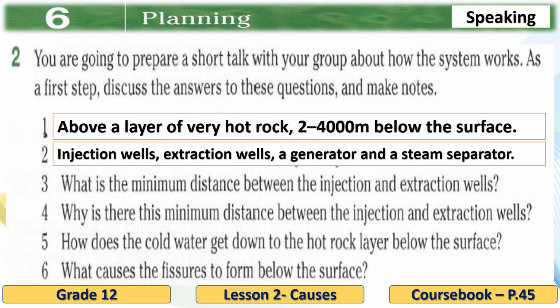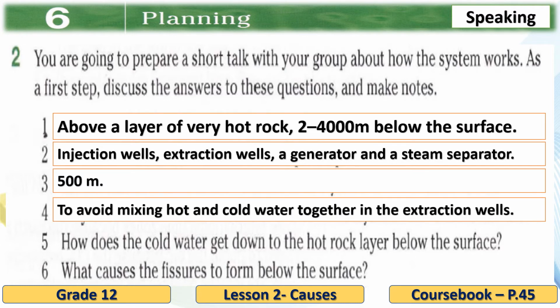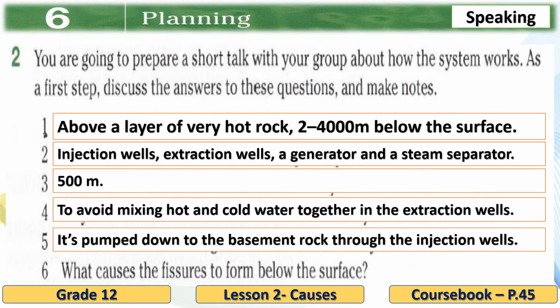Question number 3, what is the minimum distance between the injection and extraction wells? The answer, 500 meters. Number 4, why is there this minimum distance between the injection and the extraction wells? To avoid mixing hot and cold water together in the extraction wells. Number 5, how does the cold water get down to the hot rock layer below the surface? The answer, it's pumped down to the basement rock through the injection wells.